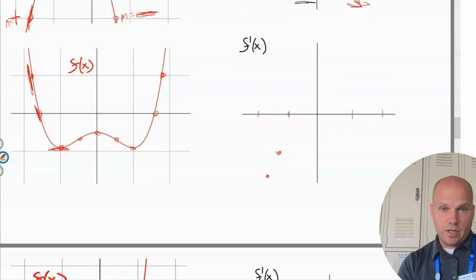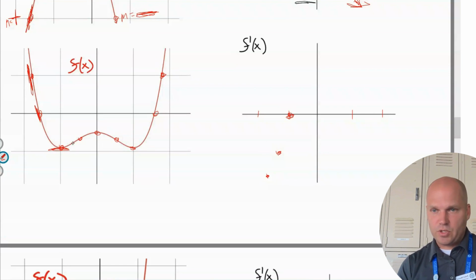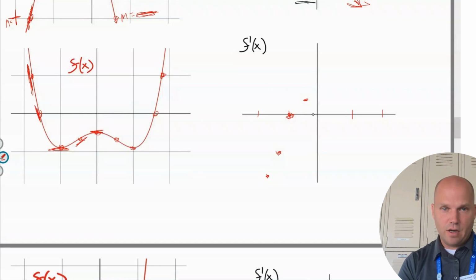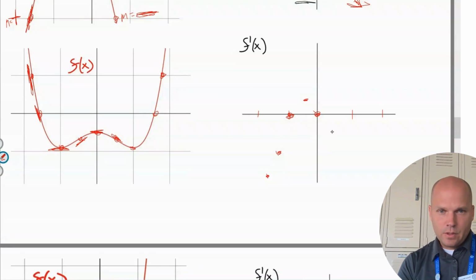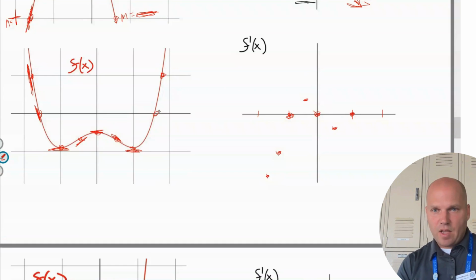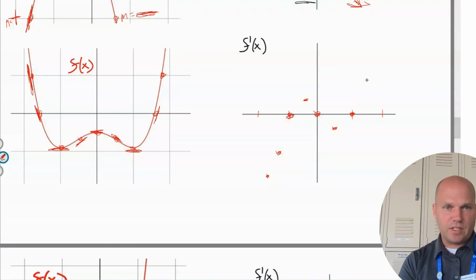I got a 0 here. At -1, I have a 0 slope. I have a very tiny positive in between -1 and 0. I have a 0 slope at 0. I have a very tiny negative in between 0 and 1. I have another 0 slope at 1. I have a positive, and then a more positive in between.